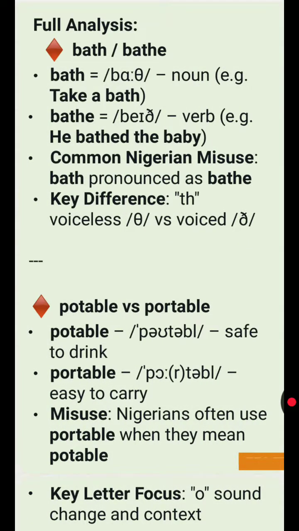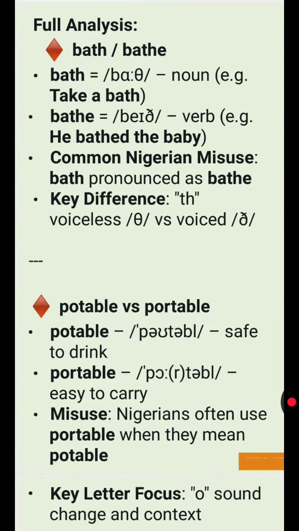Full analysis, we have the comparison in earnest. The first part of this study here is bath, or you say bath, versus bathe. In bath, that is the UK pronunciation, it's a noun. Example, take a bath.